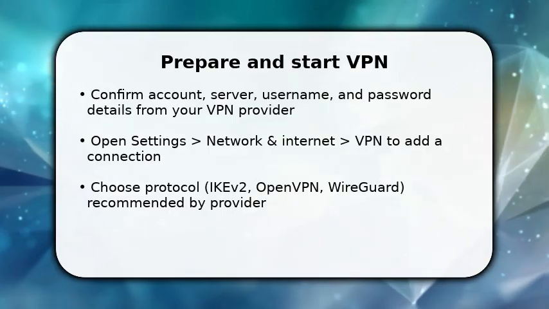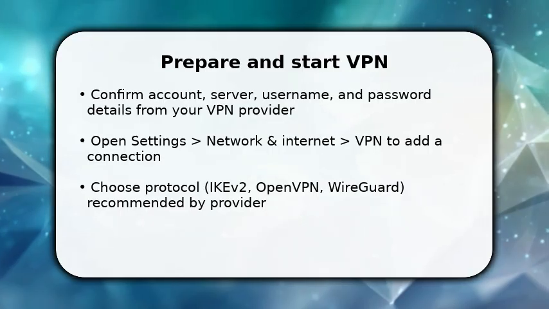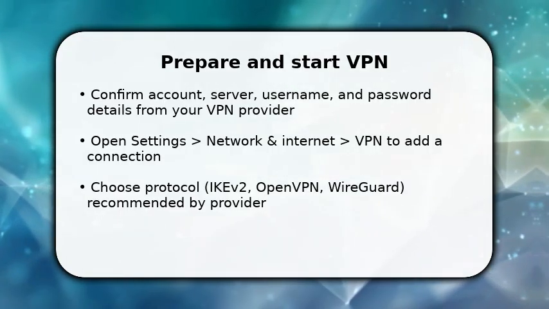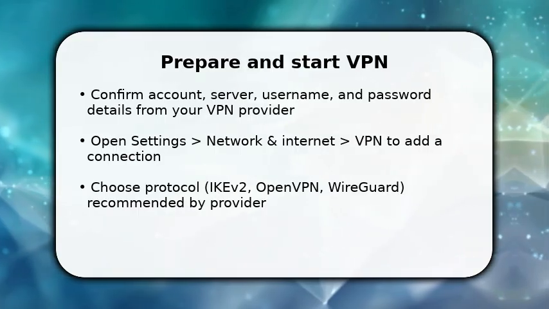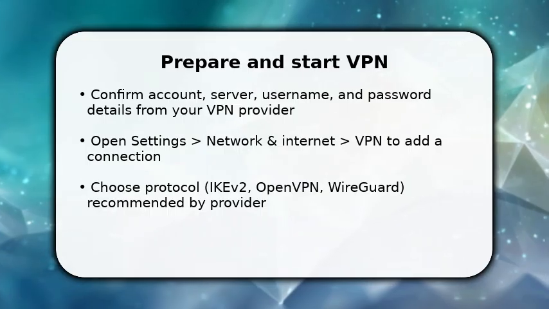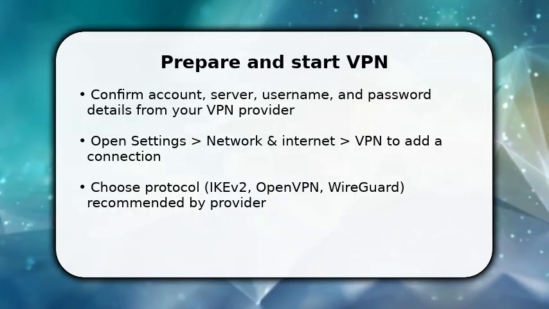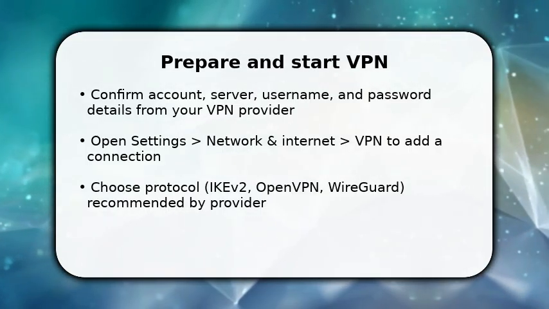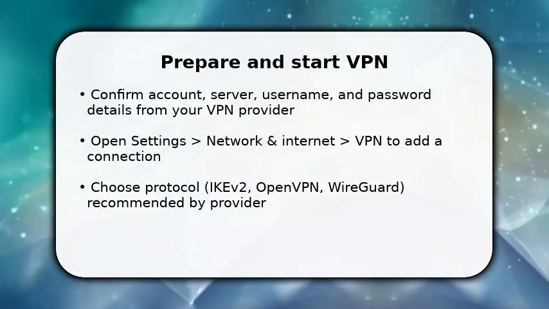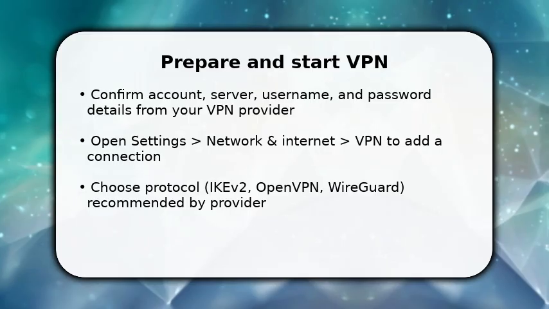You begin by verifying prerequisites: account credentials, server address, and preferred protocol. Open Settings, go to Network and Internet, and select VPN to add a new connection. Choose the protocol your provider recommends, that affects speed and security, then enter the server name, your username, and password. Once done, toggle Remember My Sign-In info so you don't retype credentials.